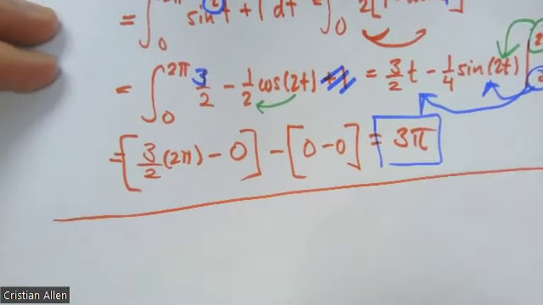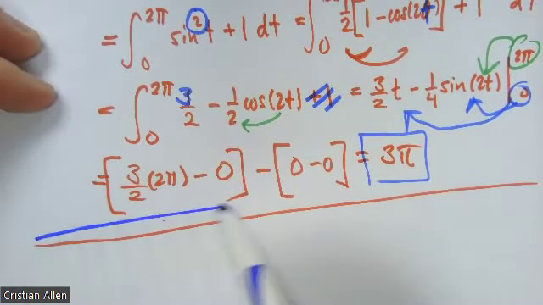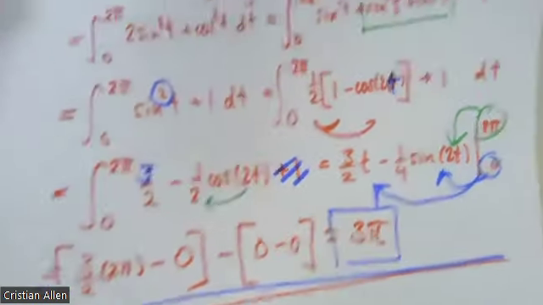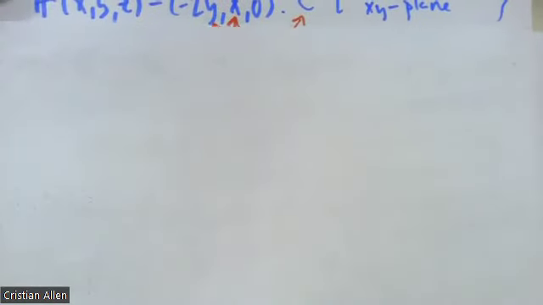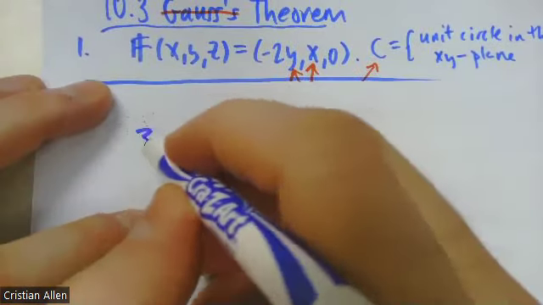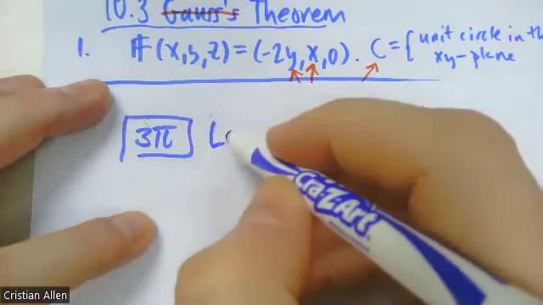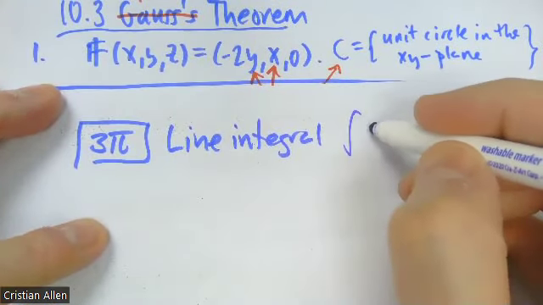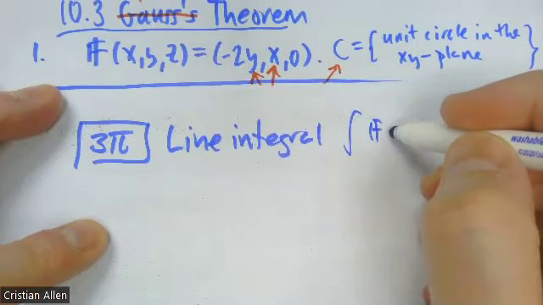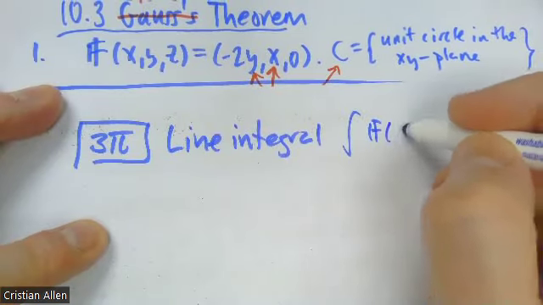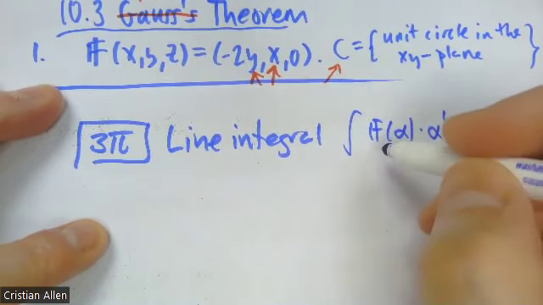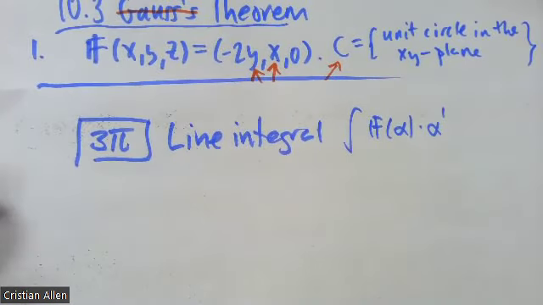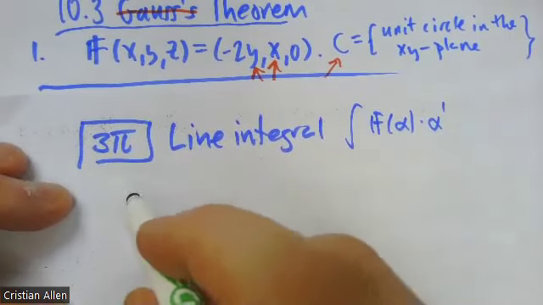Now, what does Stokes' theorem say? Stokes' theorem says that that should be equal to the, so that 3 pi that we got from the line, we got that from the line integral. The single line integral, f of alpha dot alpha prime. Stokes' theorem says that this is going to be equal to, and so we will verify this.